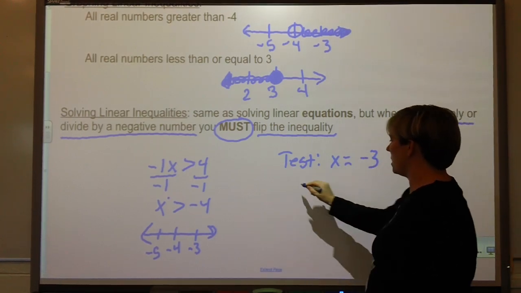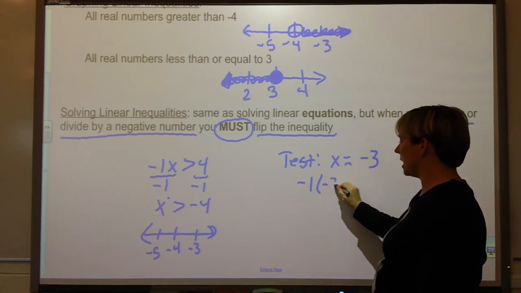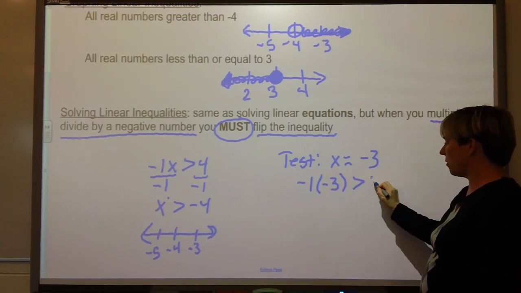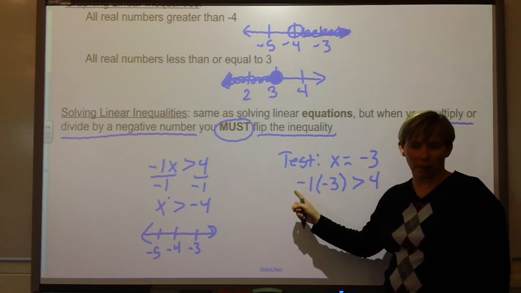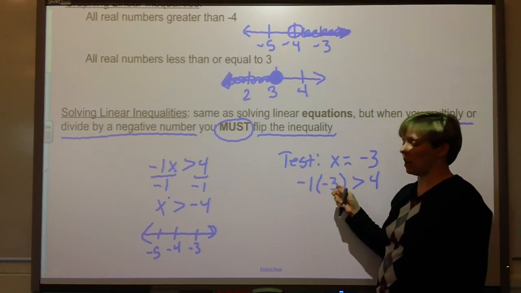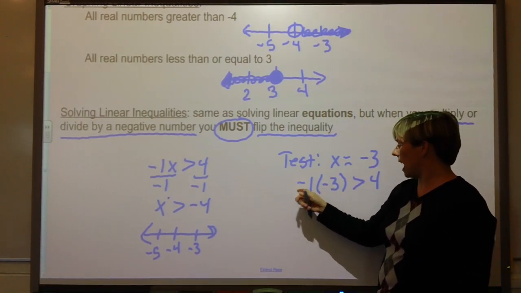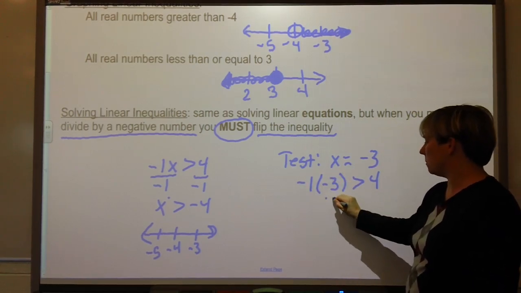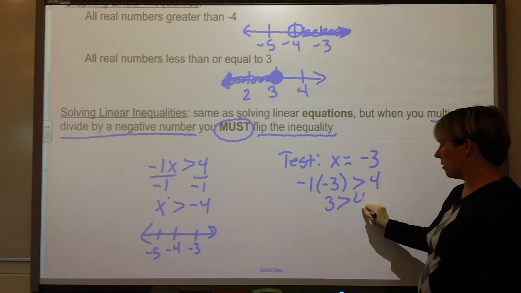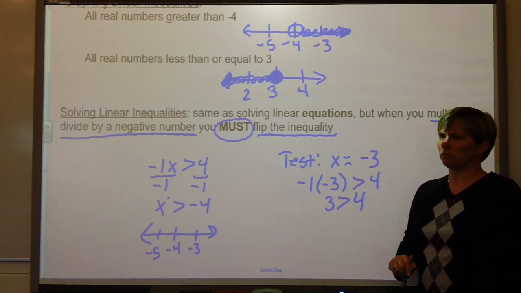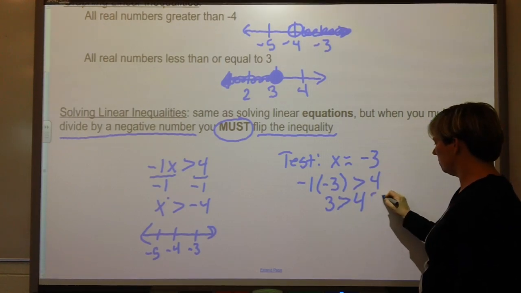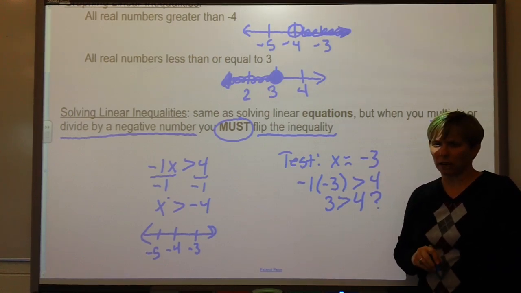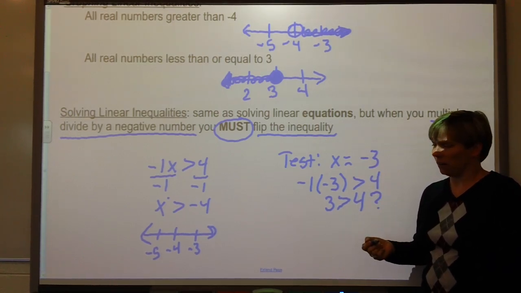And I'm going to plug that in here. So I have -1 times -3 is greater than 4. Remember, multiplying by -1 is really saying the opposite of this number. So I want to say the opposite of -3. -1 times -3 gives me 3, and that's greater than 4. Wait a minute. That's not right. 3 is not greater than 4.